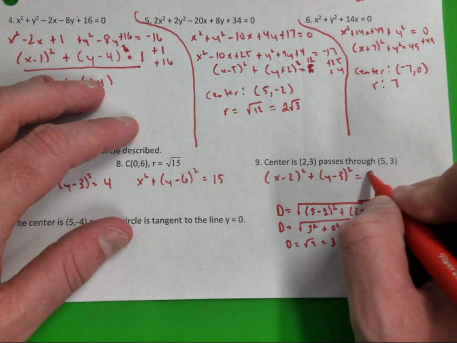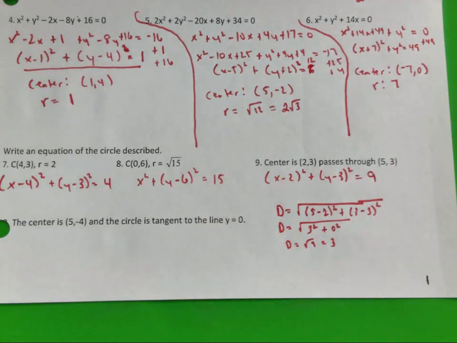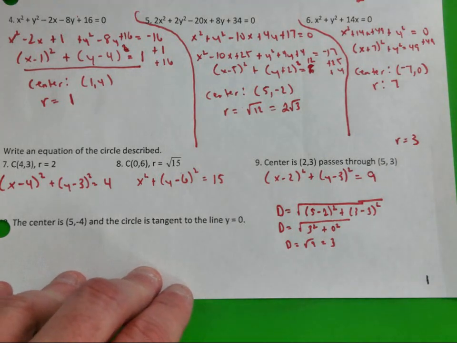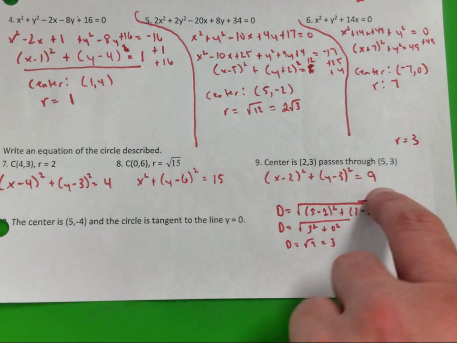So what is 3 squared? 9. You said, Mr., I can visualize that. I can see 2, 3, and I'm going to 5, 3. I can count 1, 2, 3. Yeah, you could on that one count in your head, but if you can't sometimes, then you have to use the distance formula, okay? But yeah, you could actually visualize that. But your radius is 3, so therefore you square it. Does that make sense? And that's how I got 3 squared is 9 there.